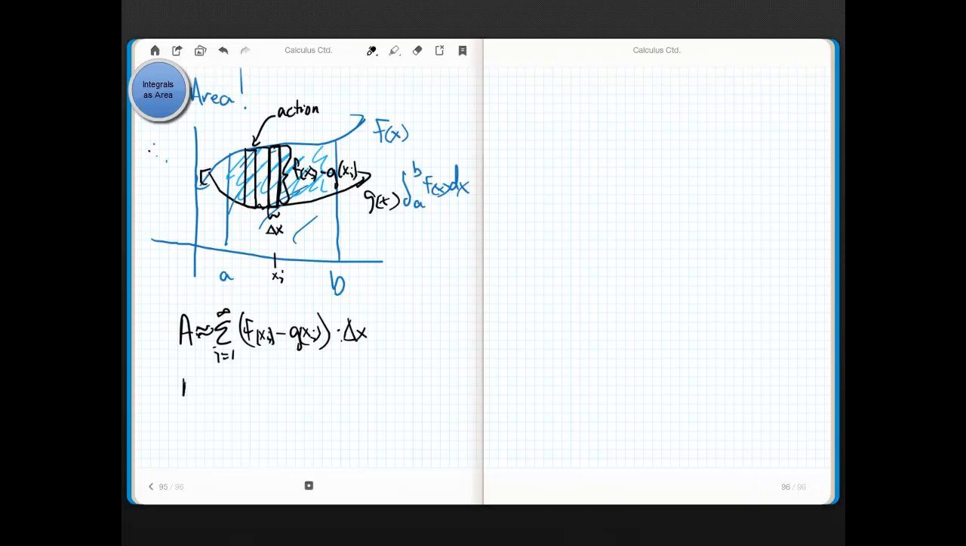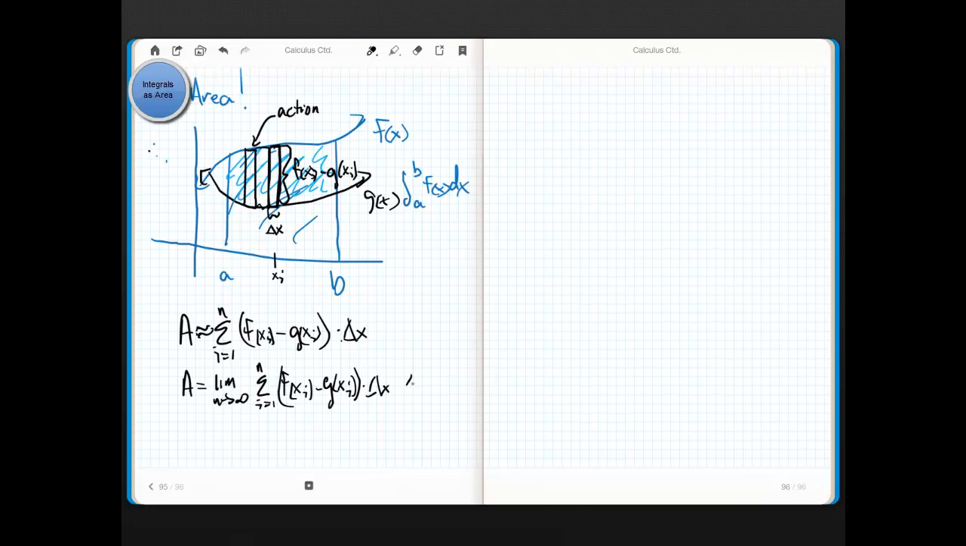Well, as you can probably see, if I want the actual area, it's easy. I just let the number of these rectangles go to infinity, let delta x get infinitely small, and I would take the limit as n goes to infinity of the sum as i goes from, whoa, where did I get from 1 to infinity? Get rid of that. I'm sorry, you guys. As i goes from 1 to n, I'm fixing n as the number of rectangles that I'm going to take. I apologize. I would take the limit as n goes to infinity of the sum as i goes from 1 to n of f of x sub i minus g of x sub i times delta x.